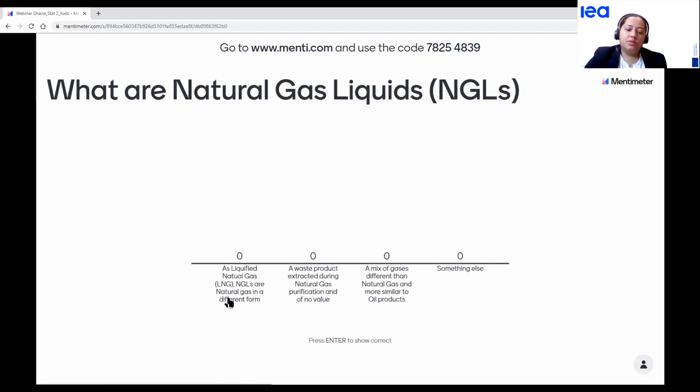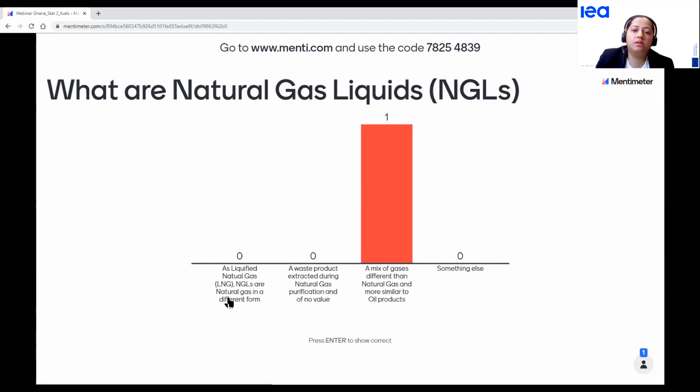Next question. So what are NGLs? What are natural gas liquids? Is it the same as liquefied natural gas? Is NGL the same as LNG, but in a different form? Is it a waste product extracted during natural gas purification and of no value? Is it a mix of gases different from natural gas and more similar to oil products? Or is it something else?